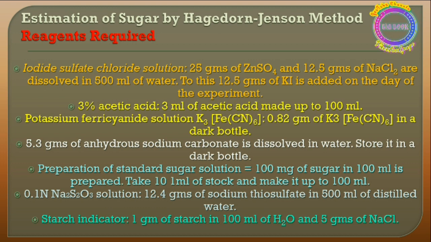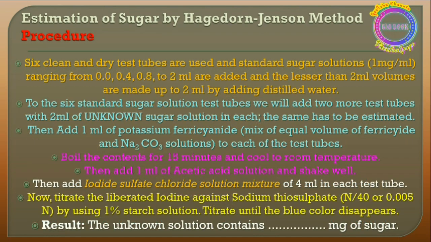So 12.4 grams of sodium thiosulfate is dissolved in 500 ml of distilled water. The starch indicator is the one where 1 gram of starch is dissolved in 100 ml of distilled water with 5 grams of sodium chloride. So these are the requirements for the experiment. Further, in this slide we are going to discuss the procedure.